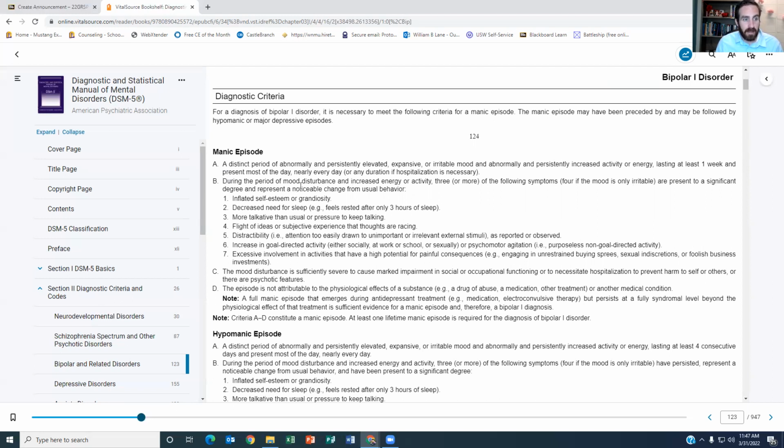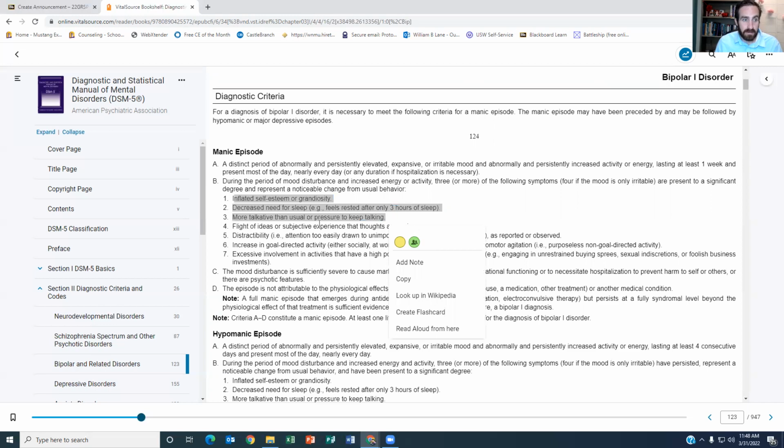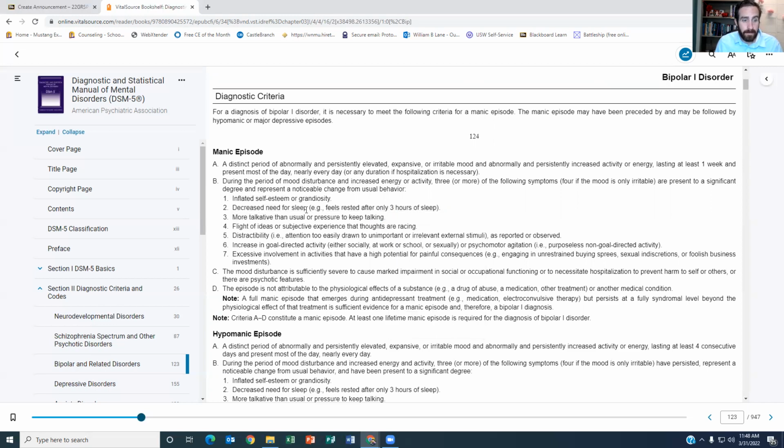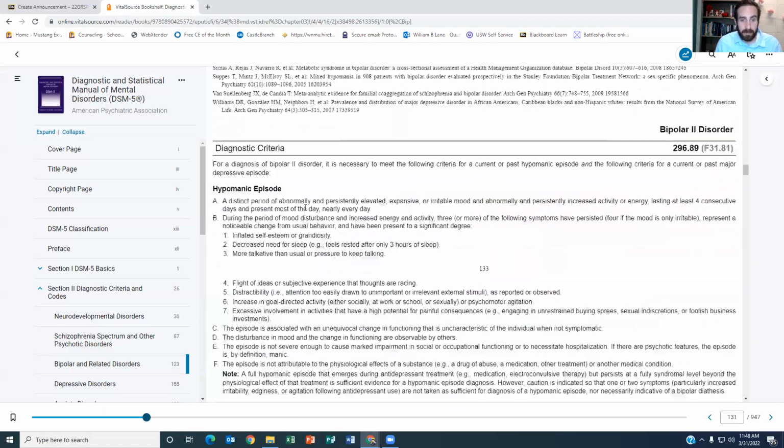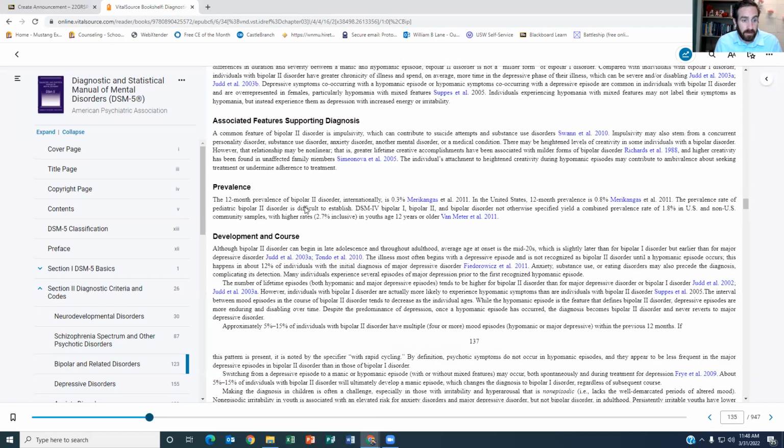During the period of mood disturbance and increased energy or activity, 3 or more of the following symptoms, 4 if the mood is only irritable, are present to a significant degree and represent a noticeable change from usual behavior. So the client has to have at least 3 of these in order for it to be classified as bipolar 1 disorder. If they only have 1, then maybe it might not be bipolar 1 disorder. Well, it's not going to be bipolar 1 disorder.